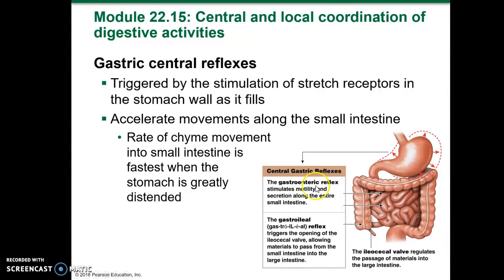So you see we have the gastroenteric reflex and the gastroileal reflex. The gastroenteric reflex stimulates motility and secretion along the entire small intestine. The gastroileal reflex triggers the opening of the ileocecal valve, allowing the materials to pass from the small intestine into the large intestine.